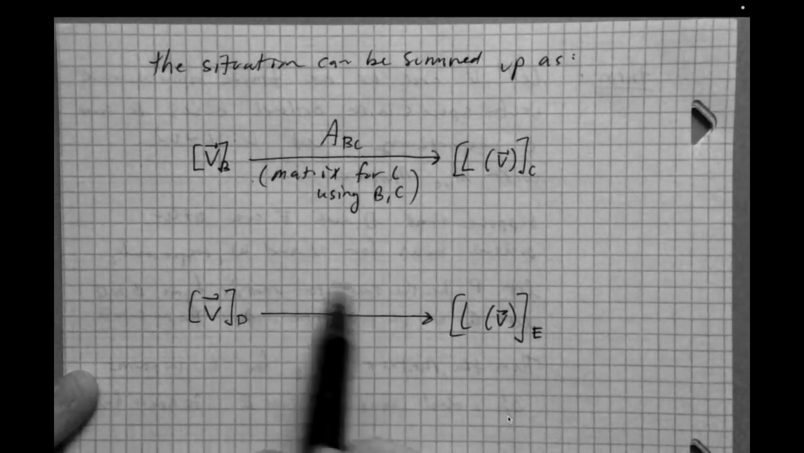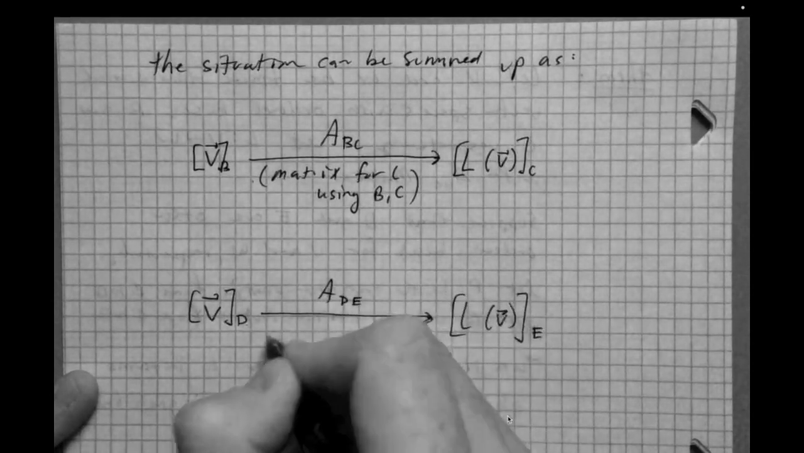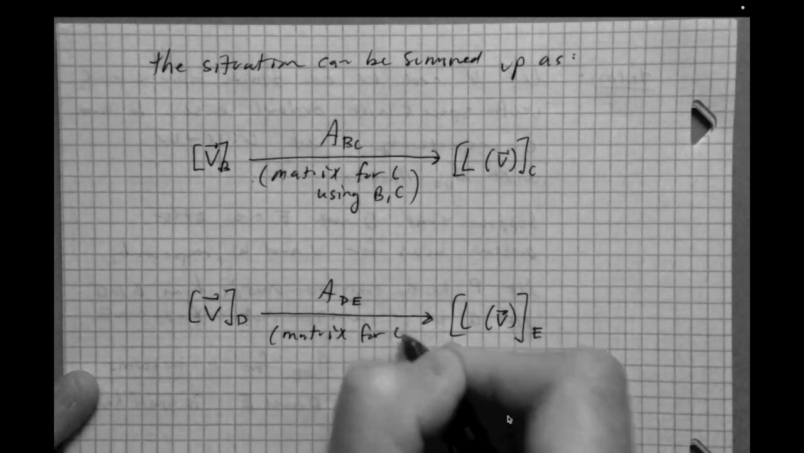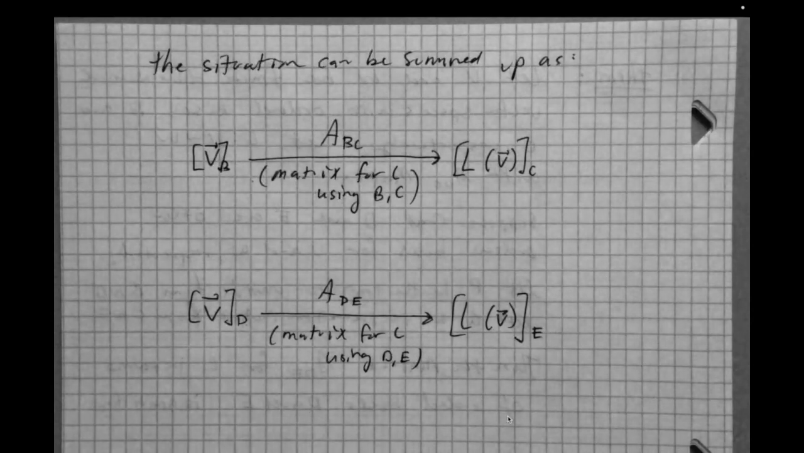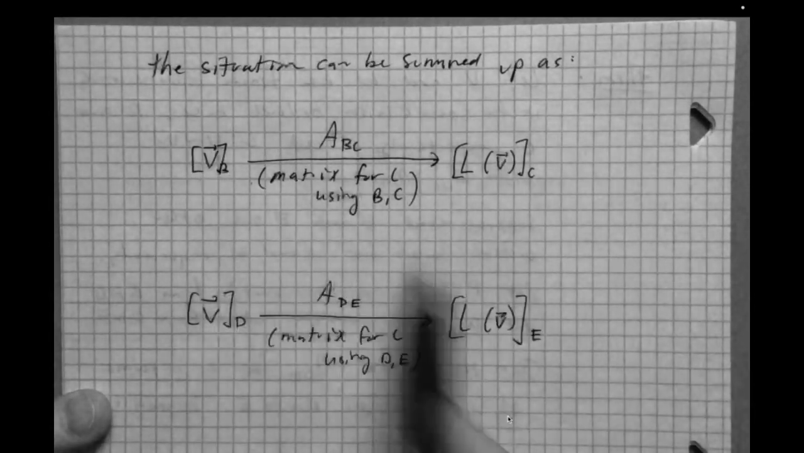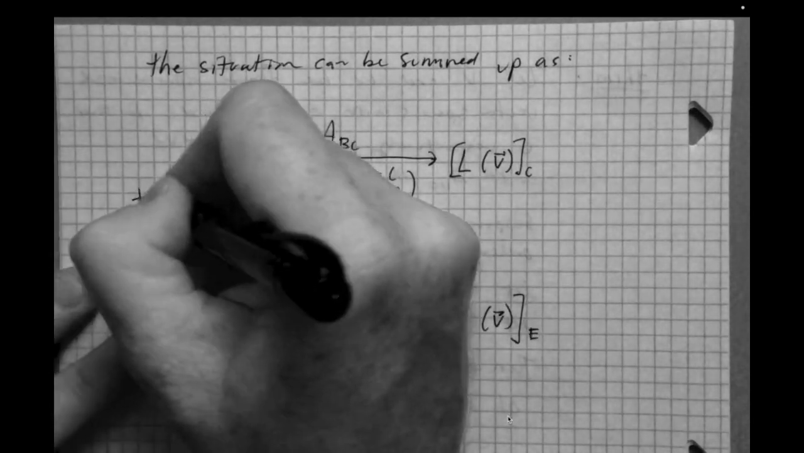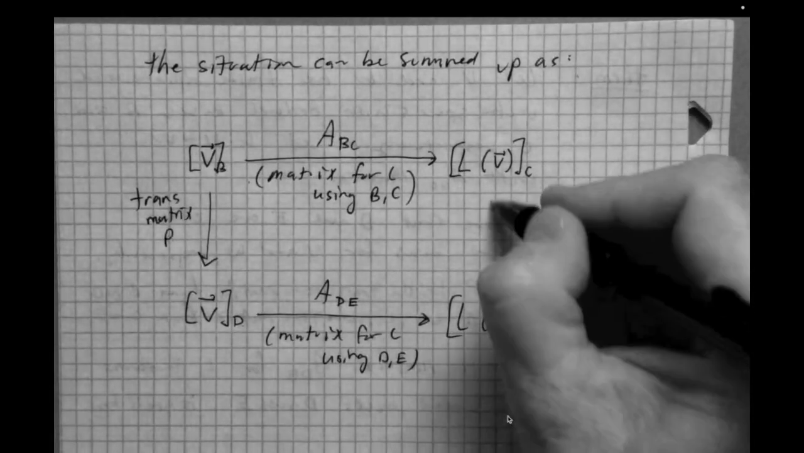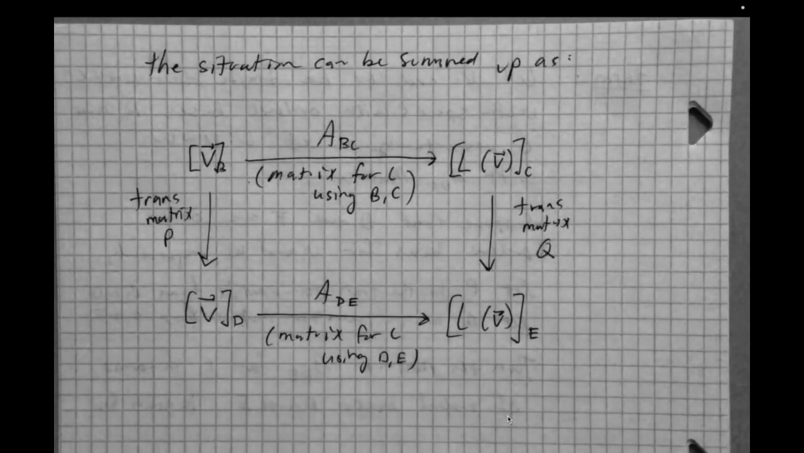Well, there would be some matrix for L using D and E instead. So I'd have A sub D E. That's the matrix for L using D and E, right? Remember, we can represent L using whatever bases we want. Okay. Now, what connects these two streams? Right, I've got this stream up here, I got this stream down here. What connects them? Well, that's the transition matrix. So here I've got the transition matrix P. And over here I've got the transition matrix Q. Okay, so that's what connects these guys.